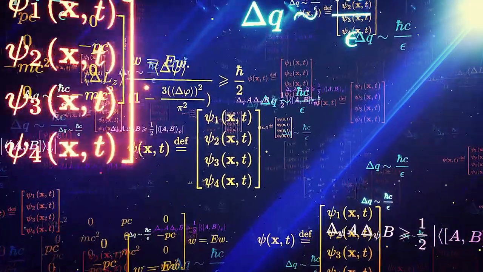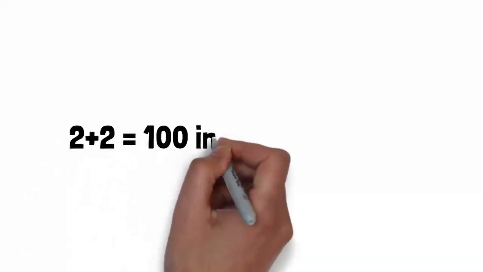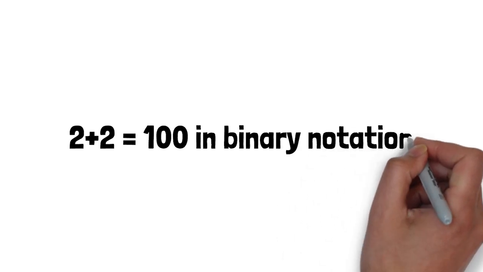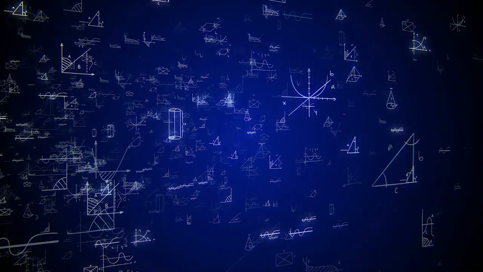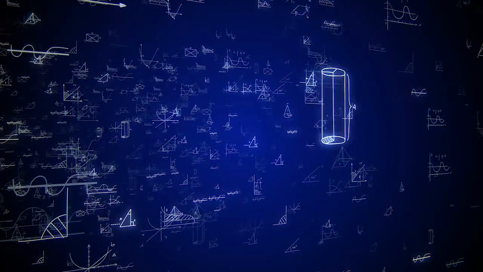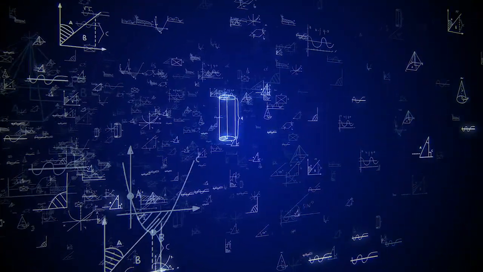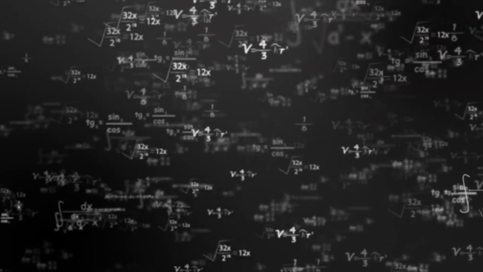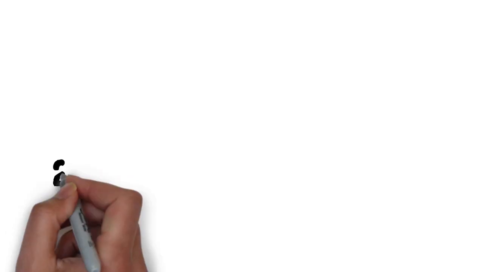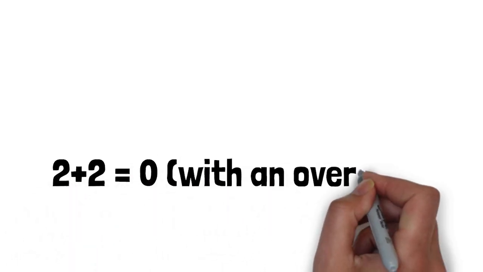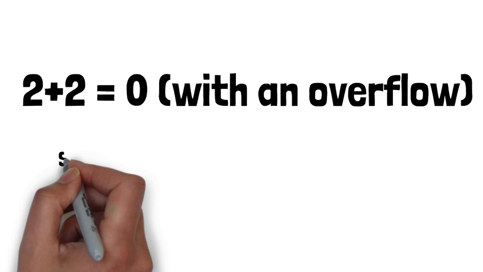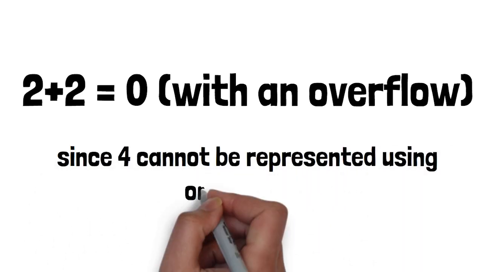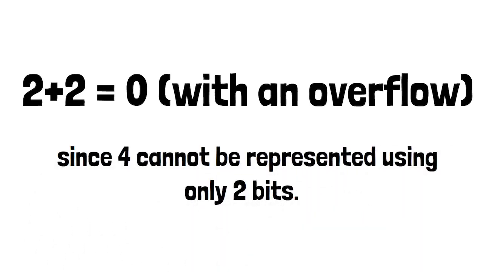Similarly, in binary arithmetic, 2 plus 2 is equal to 100 in binary notation, which is equivalent to 4 in decimal notation. However, if we perform arithmetic operations using only a limited number of bits, we may encounter overflow errors. For example, if we perform binary addition using only 2 bits, 2 plus 2 is equal to 0 with an overflow, since 4 cannot be represented using only 2 bits.